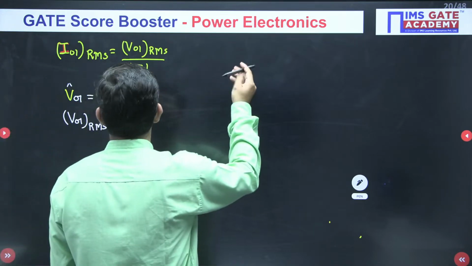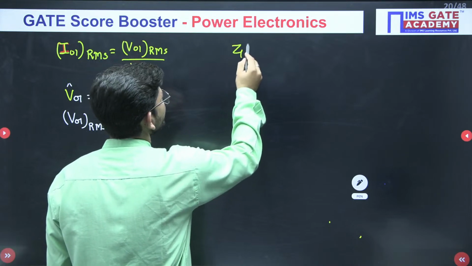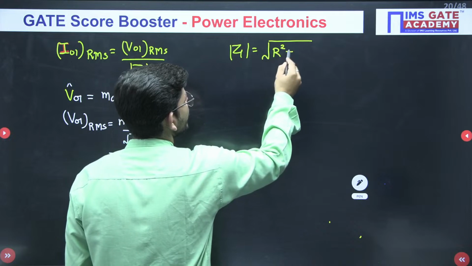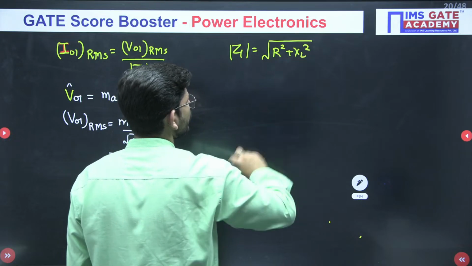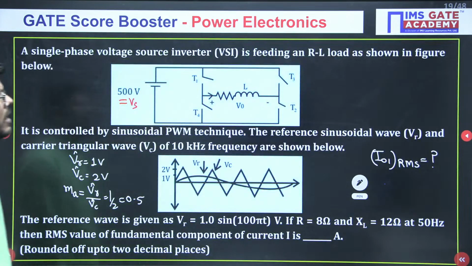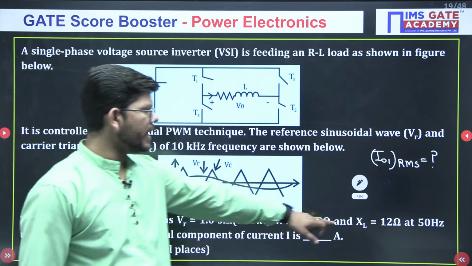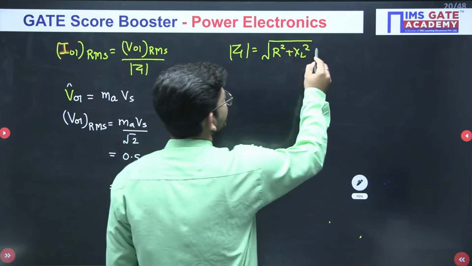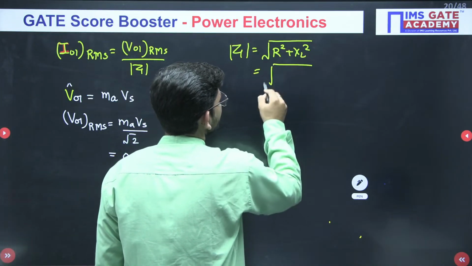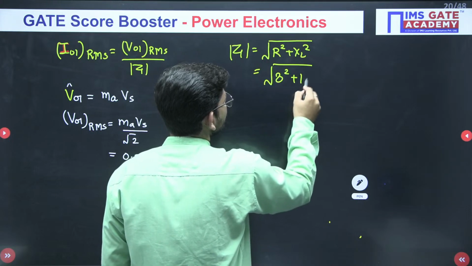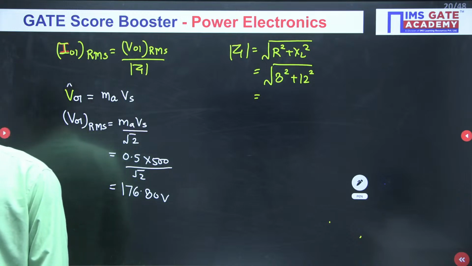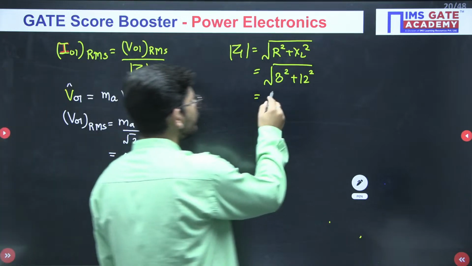Now what else we need is the value of Z1. This will be under root R square plus XL square. Now do we have all the data? R and XL values are given to us? Yes, they are 8 and 12 respectively. So we can simply write 8 square plus 12 square. And what will be the value of Z? I am getting 14.42 ohms.